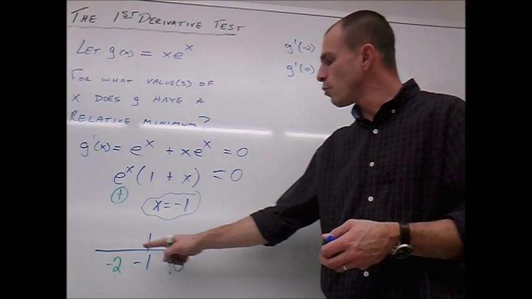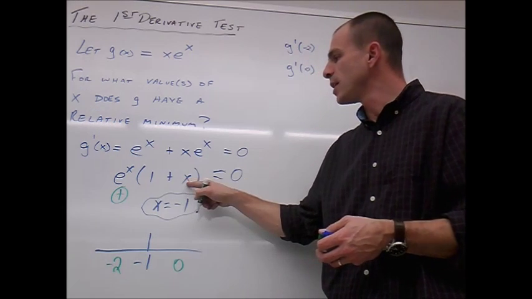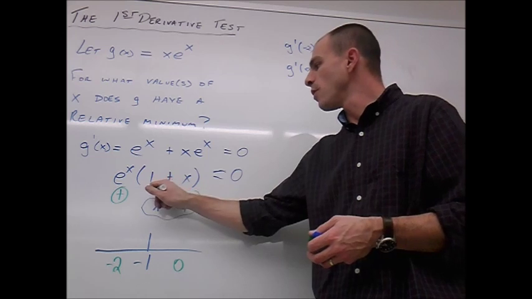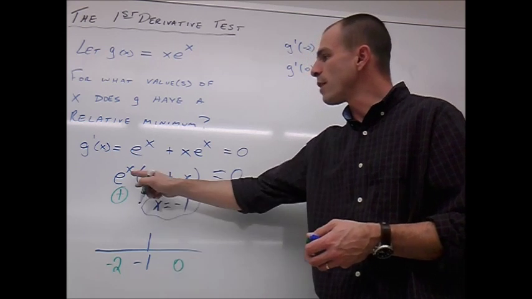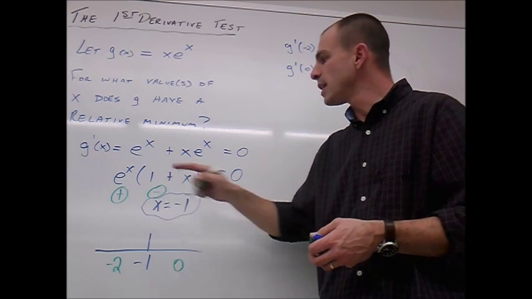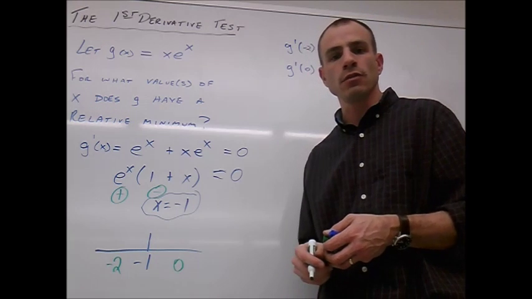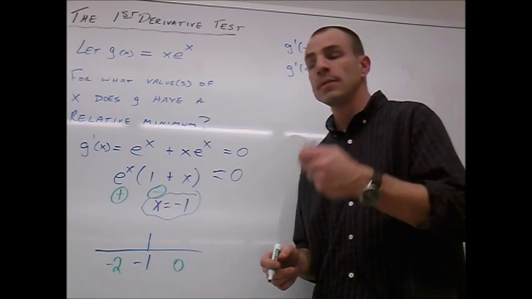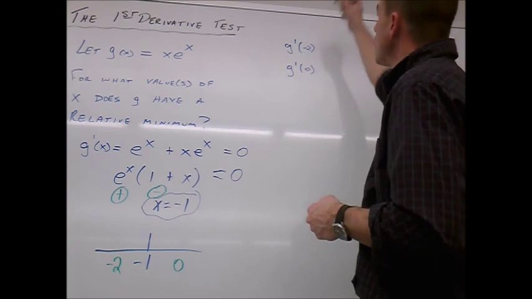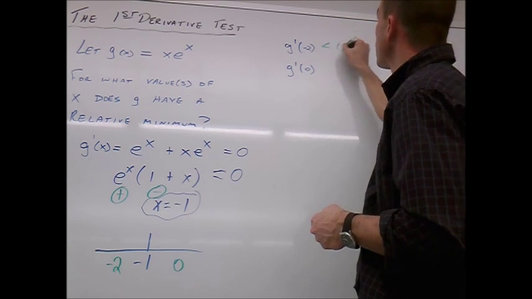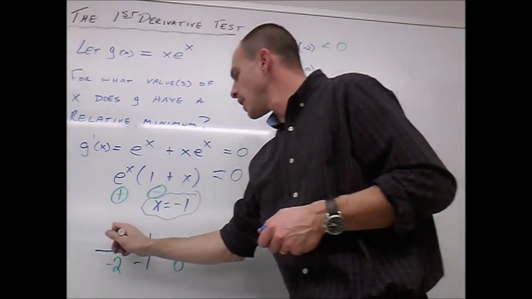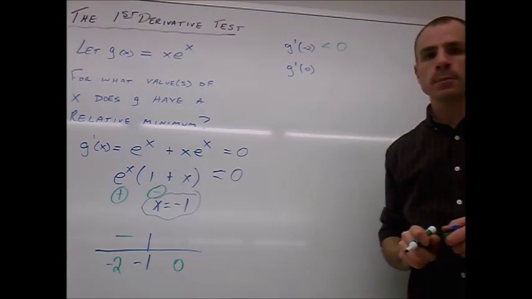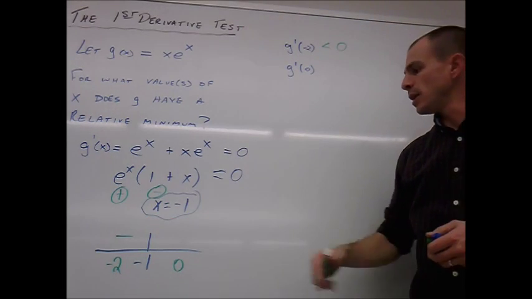Okay, then we're going to plug negative 2 in for x here. 1 plus negative 2, that is definitely negative. So we have a positive value times a negative value when we plug in negative 2 for x. All right, positive times a negative is negative, yes. So g prime of negative 2, that's going to be less than 0, so we can put a minus sign right there.